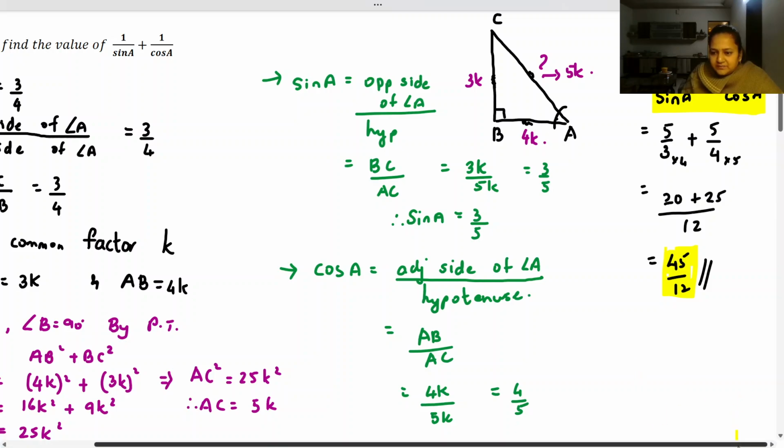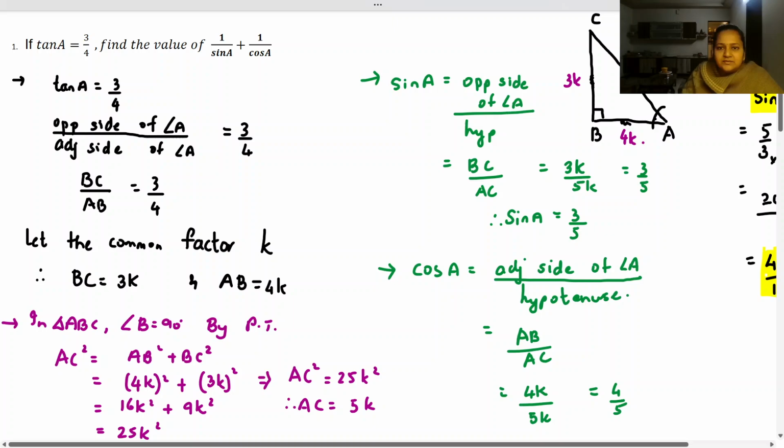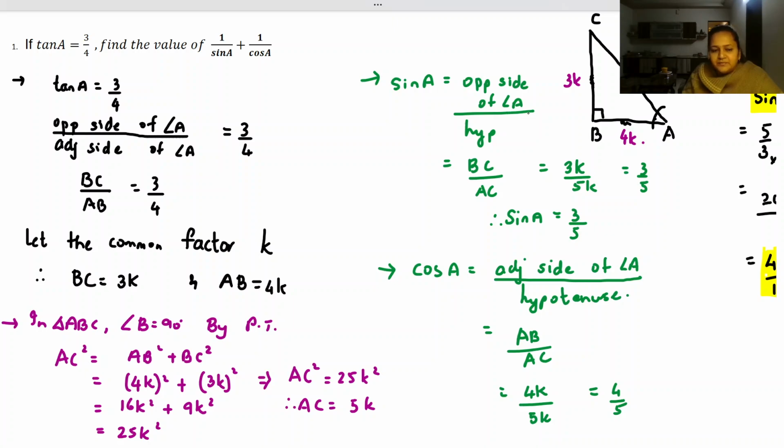Let's quickly look at what we did. What did we start with? Our first step was we started with the triangle. In the triangle, we marked angle A. Using tan A, we found BC and AC, and we represented them in terms of K. Then using AB and BC, we found AC by Pythagoras theorem. When we knew all three sides, we found sine A and we found cos A.